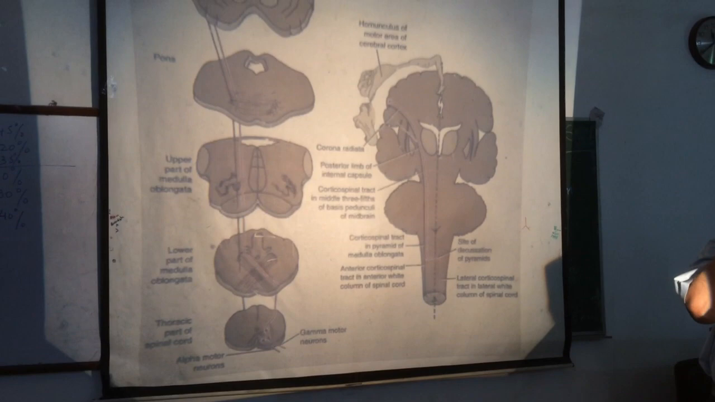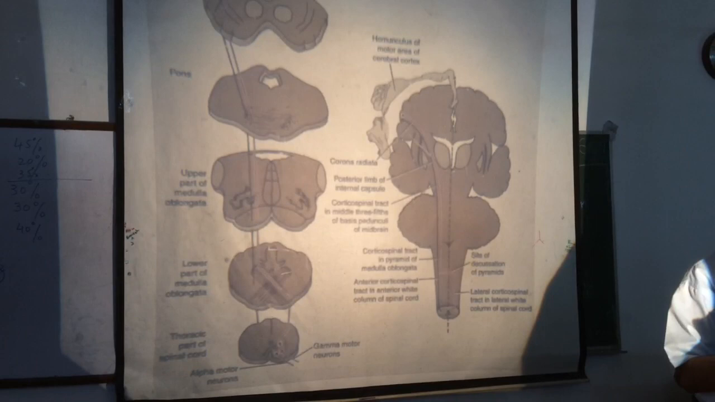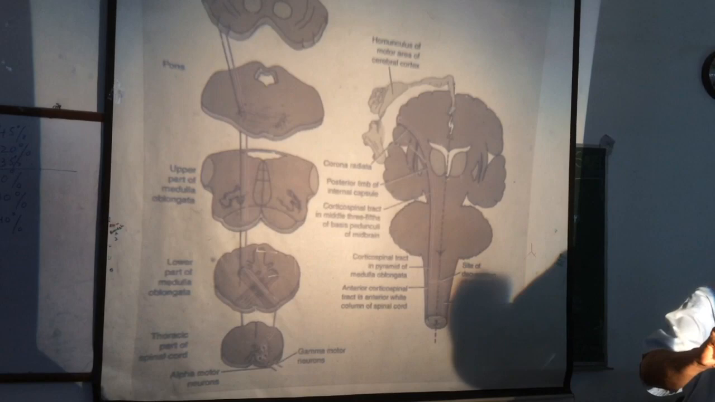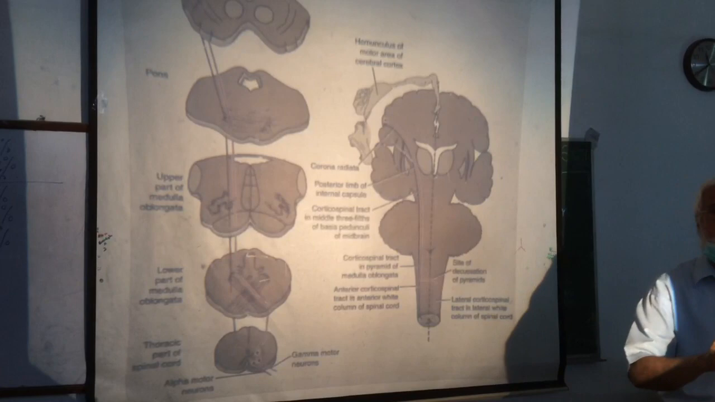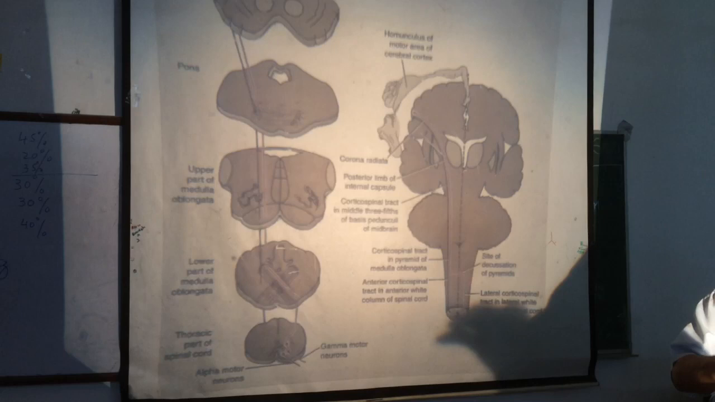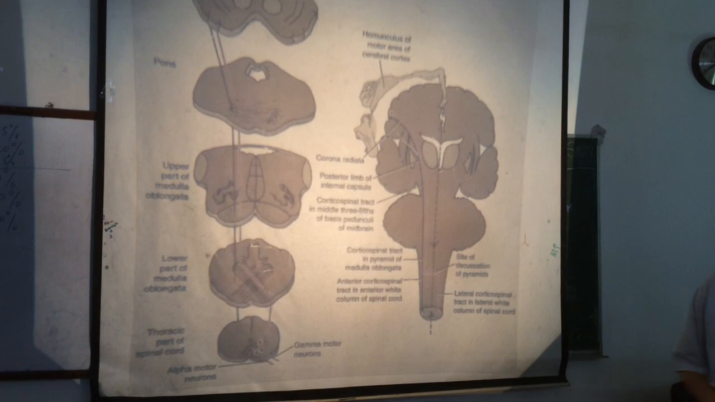So what is the function of the corticospinal tract? Corticospinal tracts control voluntary, precise, skilled movements, especially of distal parts of limbs. So the function of the corticospinal tracts is the control of voluntary, precise, skilled movements of distal parts of limbs. They define skilled movements of the fingers and hands. So these are controlled by the corticospinal tract.